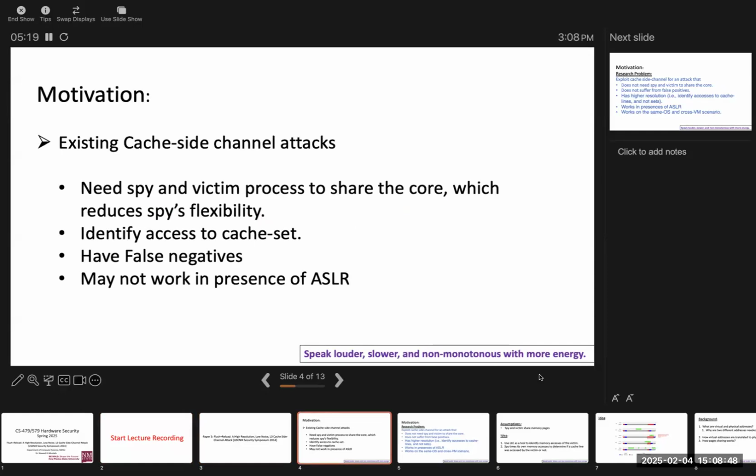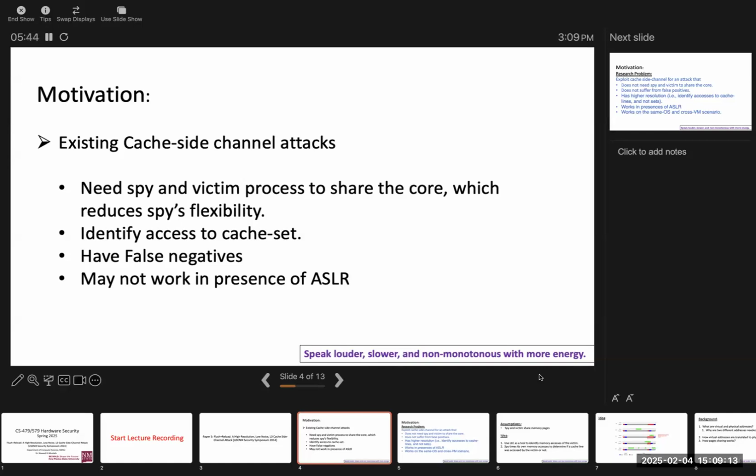But this is an attack problem. So here we are saying, okay, we are going to create a problem. So the motivation is that there were already some existing cache side channel attacks, but they had some weaknesses. There will be some terms you are not aware of. If so, let me know. I have a plan to discuss them in the upcoming background slides.